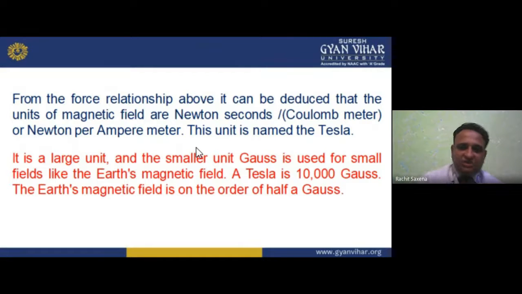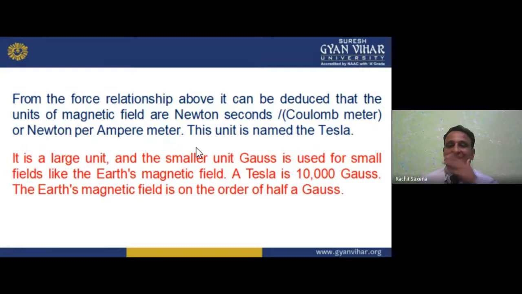Now from our relationship we deduce that the unit of magnetic field is Newton second per coulomb meter, or Newton per ampere meter. This unit is named the Tesla. And we can also say that for force or torque, the unit is Newton per meter square.